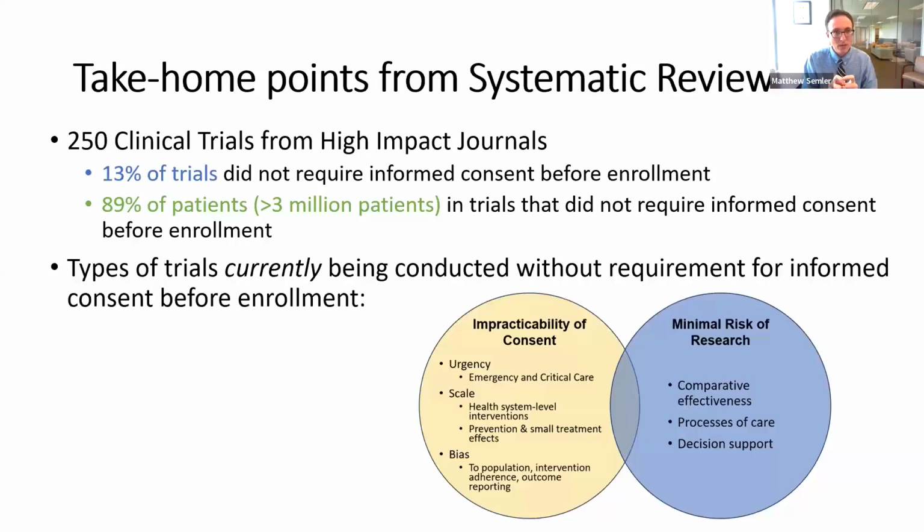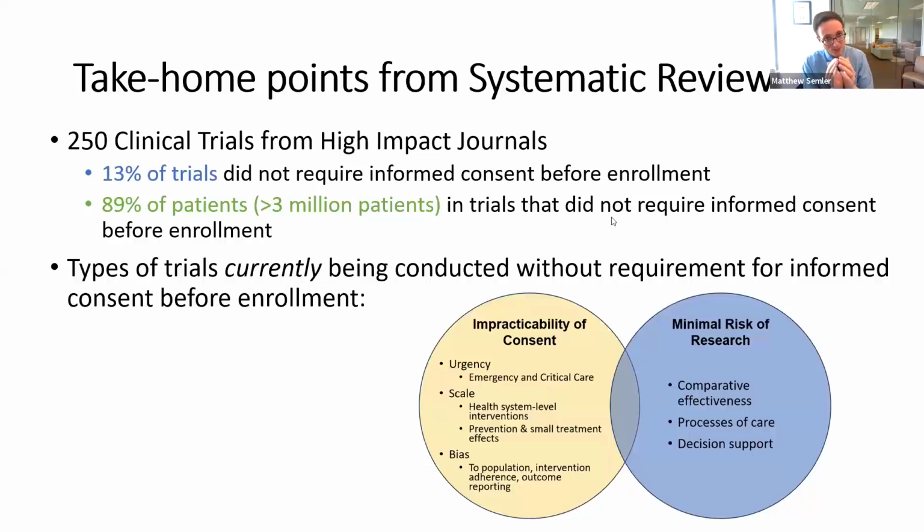fall into the overlap that you might have anticipated by what's been proposed previously in terms of the ways in which practicability of consent might arise, like the urgency of the condition for emergency and critical care procedures, the scale of the health system level interventions, and the biases associated with consent and research on clinician decision-making or communication.